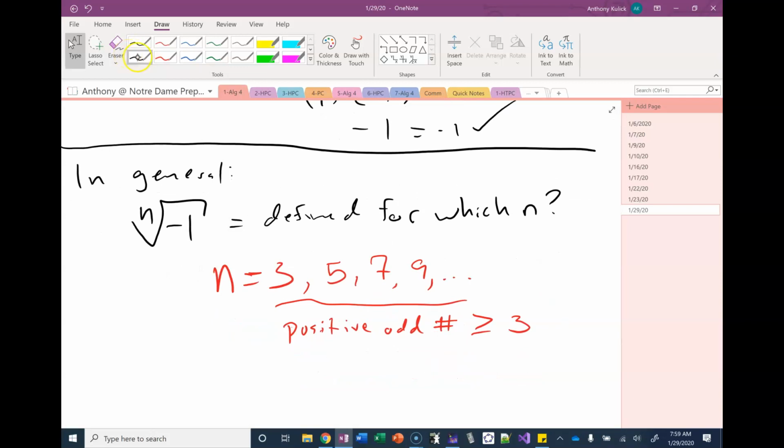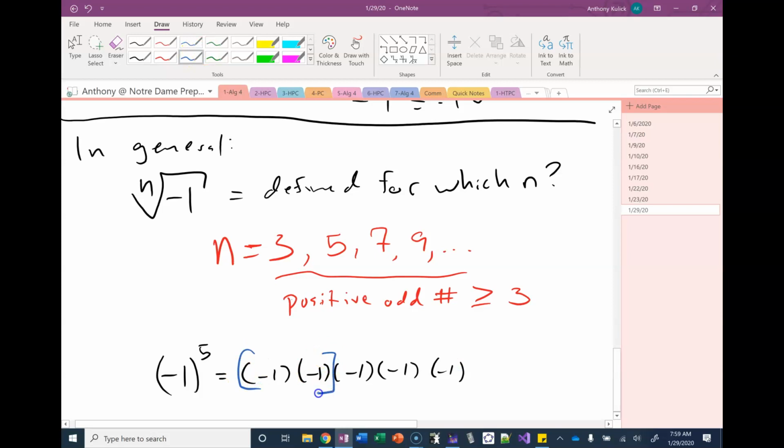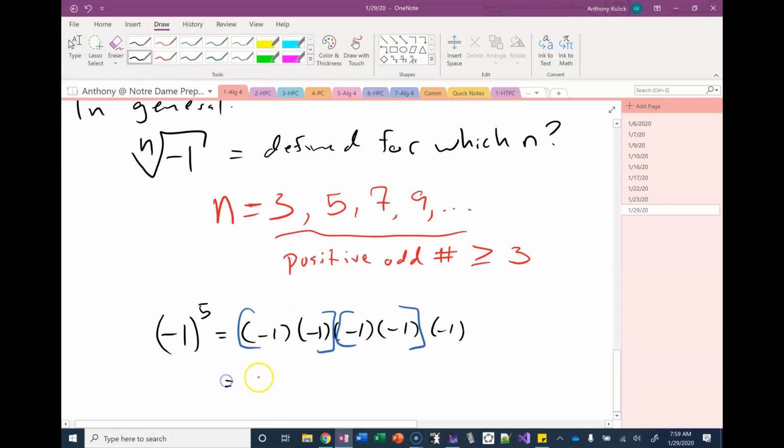Let's just demonstrate why real quick here with the 5th root. If I take negative 1 to the 5th, that's the same thing as this. And when I multiply these pairs of negative 1s together, I get positive 1s, but I still have one left over negative, right? So that's going to work. I can get negative 1 by taking some number to the 5th. Everybody's okay with that idea?